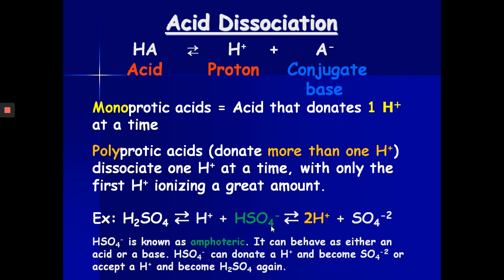Now, HSO4 minus actually has a special name. HSO4 minus is known as amphoteric. Amphoteric means that it can behave as either an acid or a base. Because HSO4 minus may donate the one extra hydrogen to become SO4 2 minus, this means it can behave as an acid. Or HSO4 minus may actually go backward, so equilibrium could shift to the left and it accepts the hydrogen and goes back to H2SO4. In this case, HSO4 minus would be considered a base. Since it can be both acid and base, this is called amphoteric.